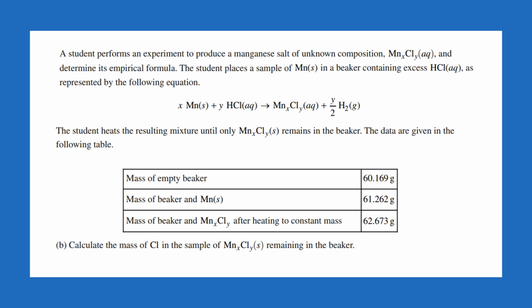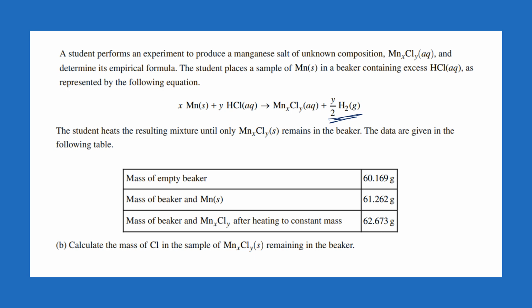Okay, we're going to do an experiment to find the empirical formula of a manganese chloride salt. We have manganese in a beaker reacting with hydrochloric acid. It heats the mixture until only the MnCl remains in the beaker because the hydrogen gas is going to evaporate at higher temperatures, or vaporize, might be a better word. The data are given in the following table.